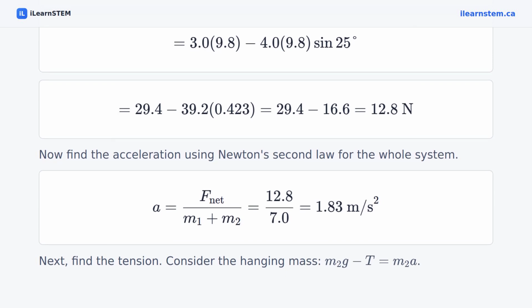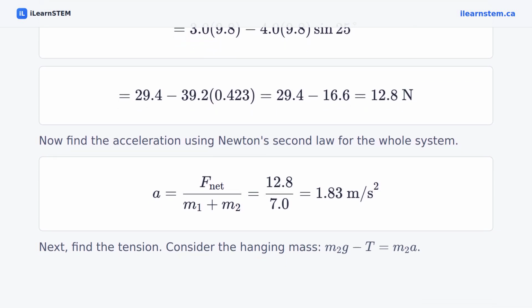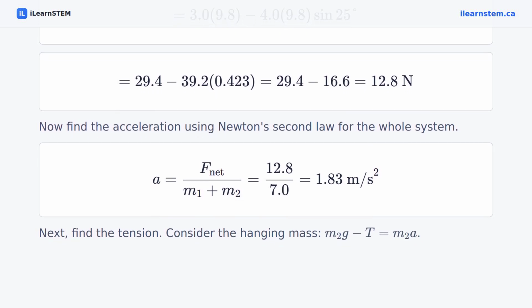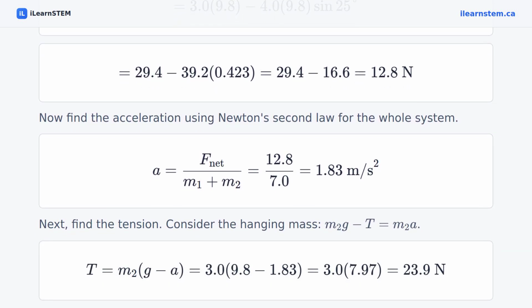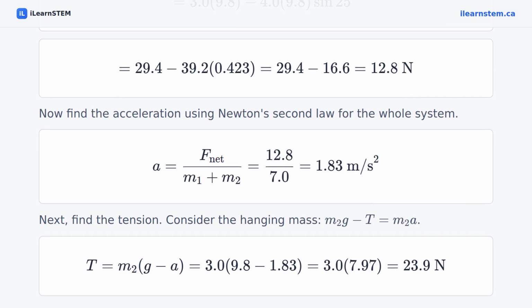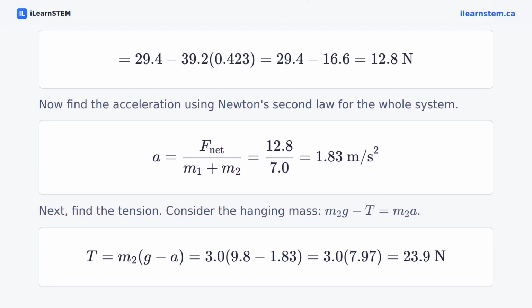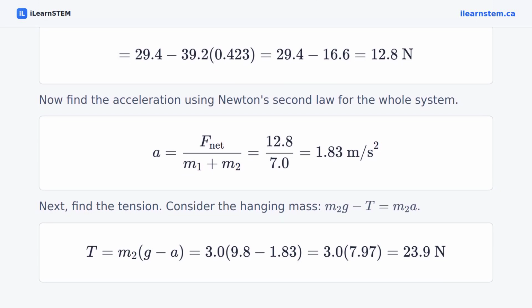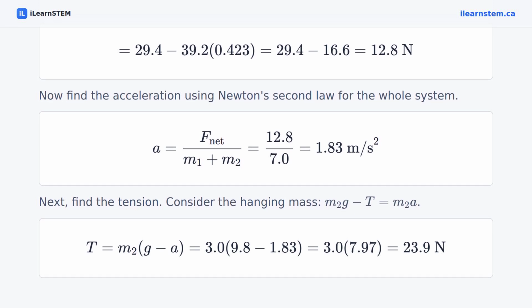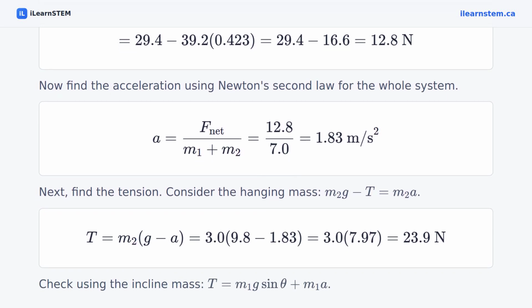Next, find the tension. Consider the hanging mass, m2g minus T equals m2a. So T equals m2 times (g minus a), which is 3.0 times (9.8 minus 1.83) equals 3.0 times 7.97 equals 23.9 newtons. Check using the incline mass.